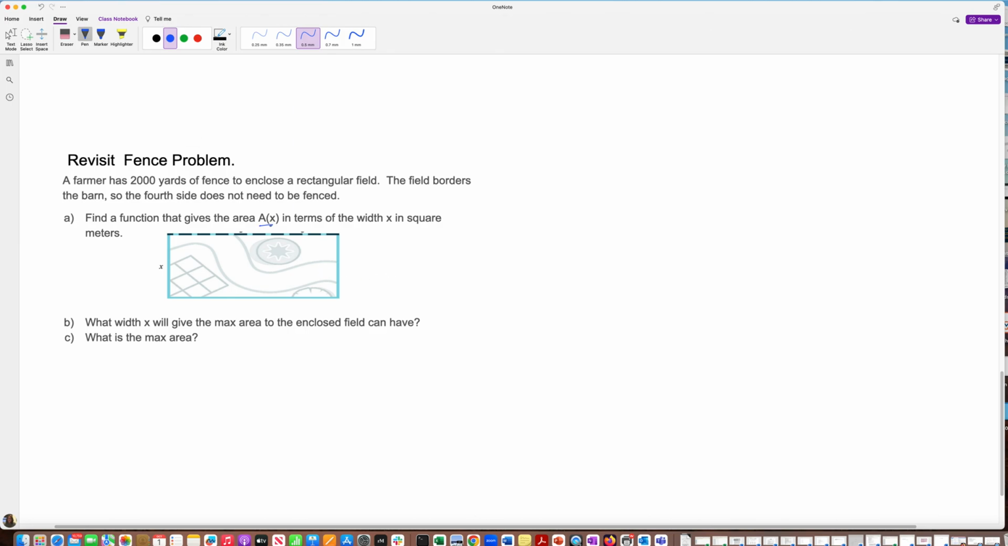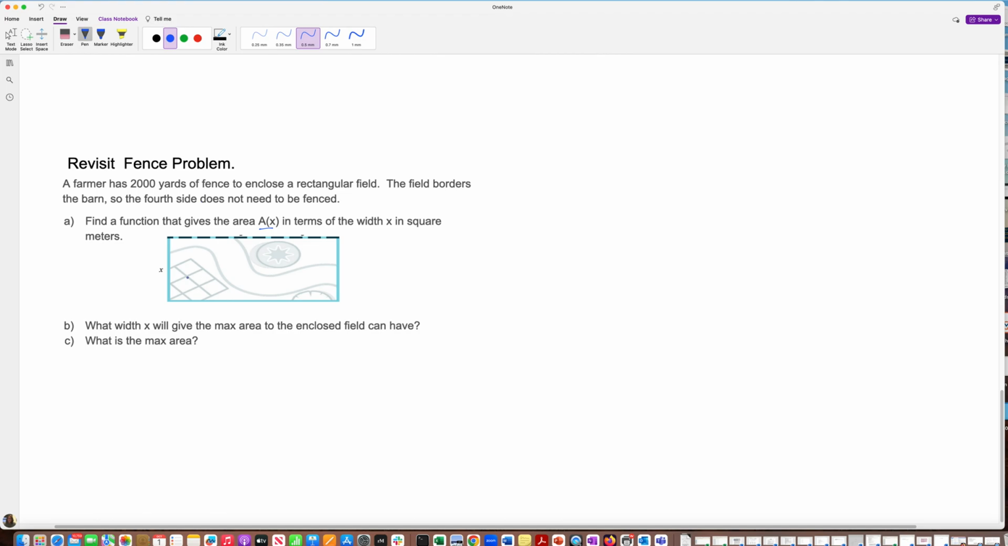And we're going to find an area function for this rectangle in terms of the width x, which we've already labeled. Okay, so let's think about how to build this function. Let's think about what we know, what's given. So we're told that we have 2,000 yards. So that means that 2,000 yards needs to cover this, and cover this. So we already know that we're going to call this side x, so that means this would also be x, and we need to call this something else. I'm just going to go with y. So basically x plus y plus x, or 2x plus y, has to equal that 2,000 yards.